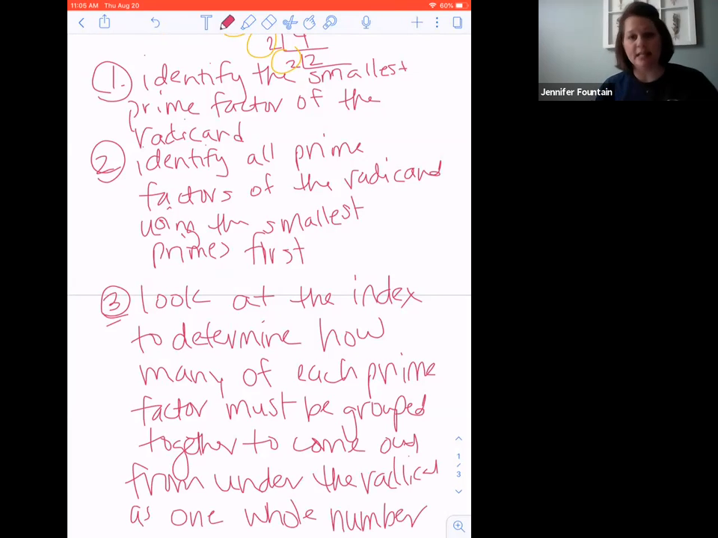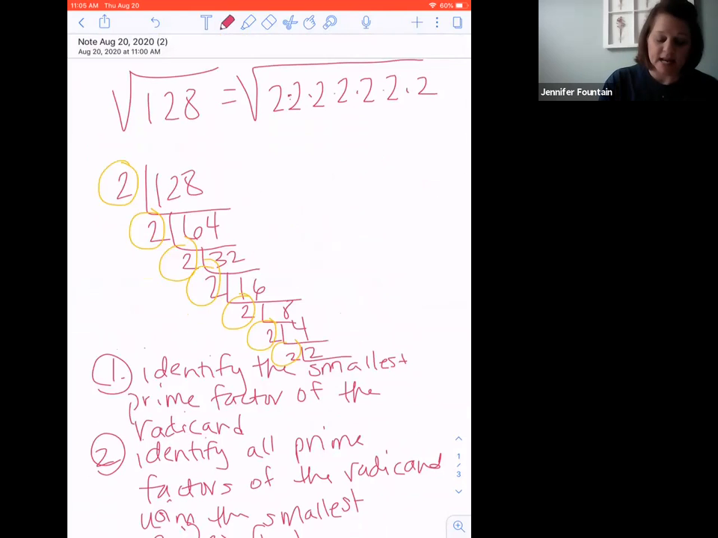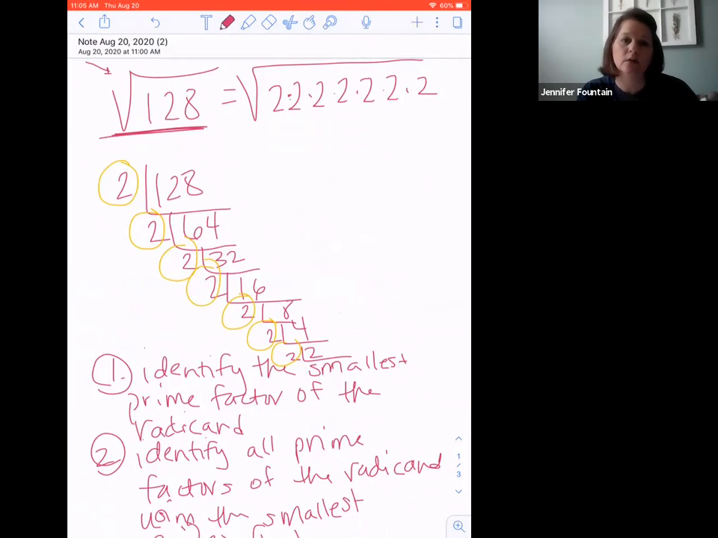Okay, so I've got to look at that index to determine how many I have to group together for it to come out as one whole number. So what is my index here? What is my index for the square root of 128? Remember, I'm looking to see what number is written right there. Do I have a number written there? There's nothing there, so I have to understand that it is a 2, because I know that if there's nothing there, it is the square root of 128.